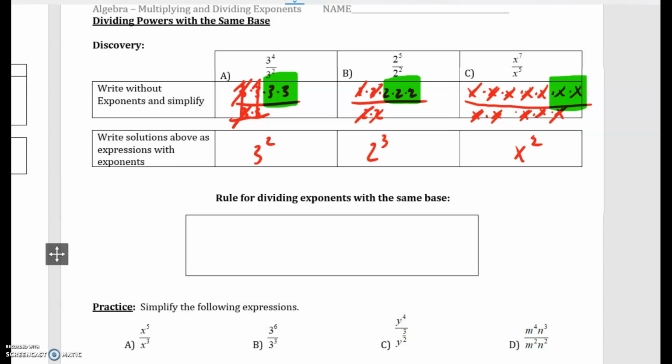So what is the rule that you're observing here when you are dividing with the same base? Well, hopefully you're seeing that the way 4 and 2 can make it 2 is by subtracting. 5 minus 2 is 3. 7 minus 5 is 2. So the rule is when you're dividing exponents with the same base, you can subtract the exponents. Subtract the exponents.